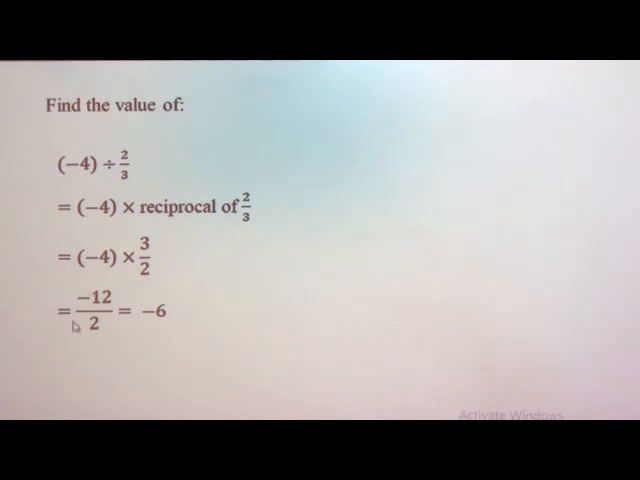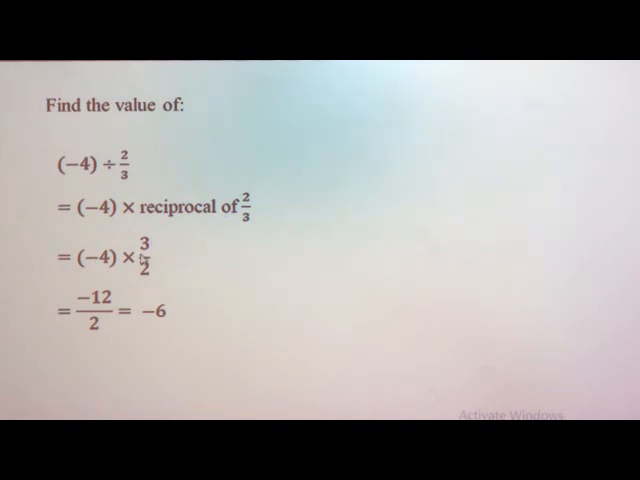Now, I already told you, if it is possible to reduce, we have to reduce it. Yes, here we can reduce: 2 ones are 2, 2 sixes are 12. So it will be minus 6. So what are the steps we followed? First we wrote the whole number or integer which was given to us. If you have a fraction, you write the fraction; if you have a whole number, you write the whole number. Then multiply by the reciprocal of the given fraction. What is the reciprocal of 2 upon 3? Now you know very well, it is 3 upon 2.